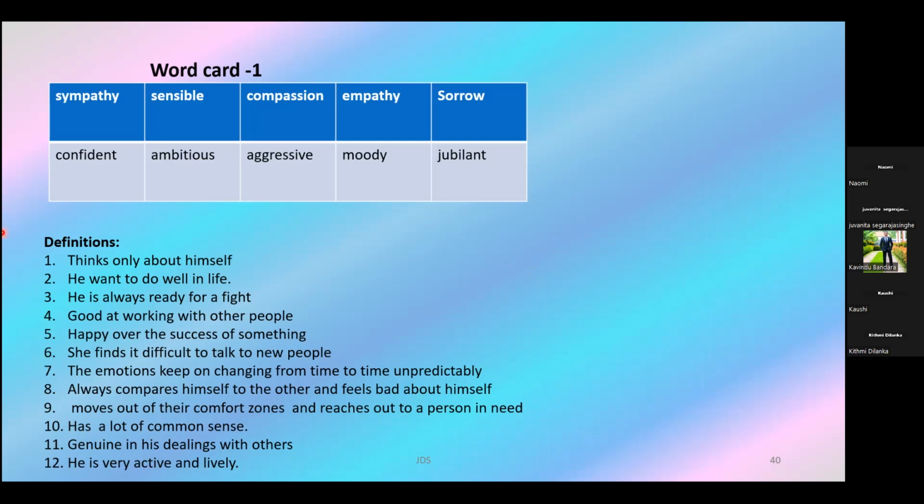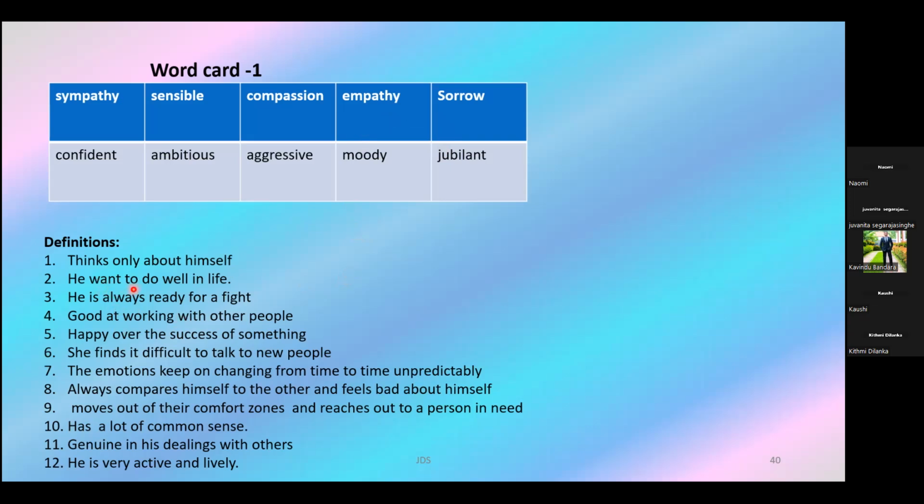Okay, let's check. Thinks only about himself. Do you have a corresponding word to this definition? No. Right, so he has to just keep quiet. Yes, right, so selfish, you don't have the word selfish.